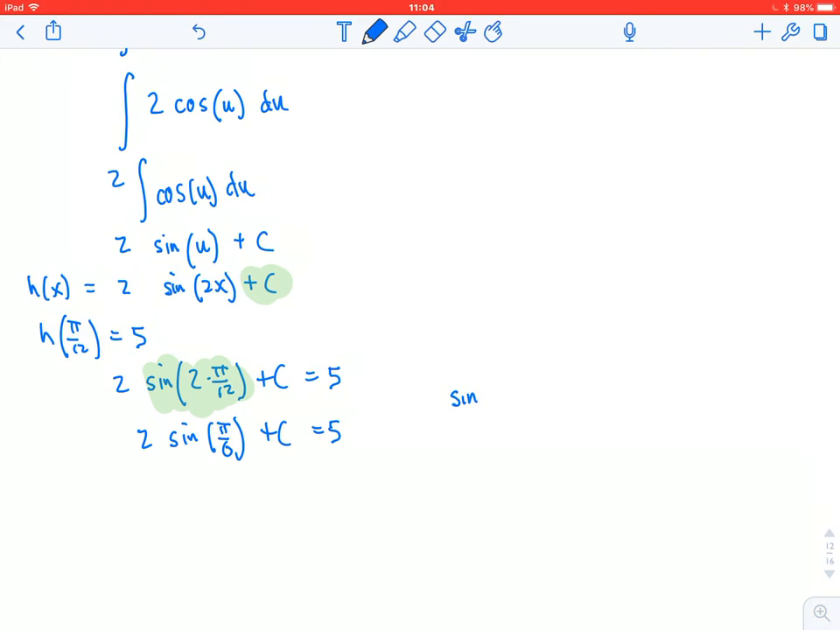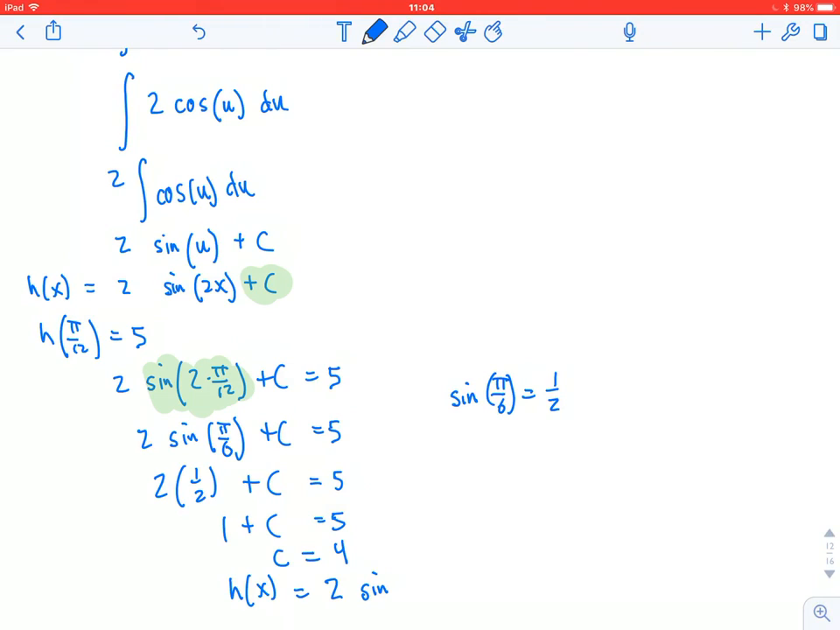And from our unit circle knowledge, we know that sine of pi over 6 is going to be equal to 1/2. So 2 times 1/2 plus c is equal to 5. That's 1 plus c equals 5, which gives us that c is 4. So our final equation for h of x is that h of x equals 2 sine of 2x plus 4.